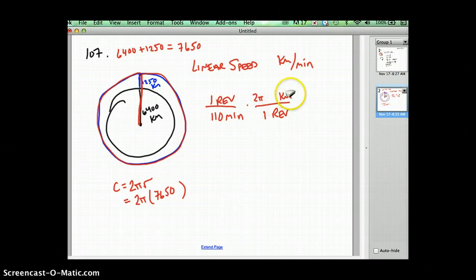I need to erase so I have room. 2 times pi times 7,650 kilometers per one revolution. So revolutions cancel. And then in your calculator, do 2 times pi times 7,650 divided by 110, and you'll get 436.97 kilometers per minute.